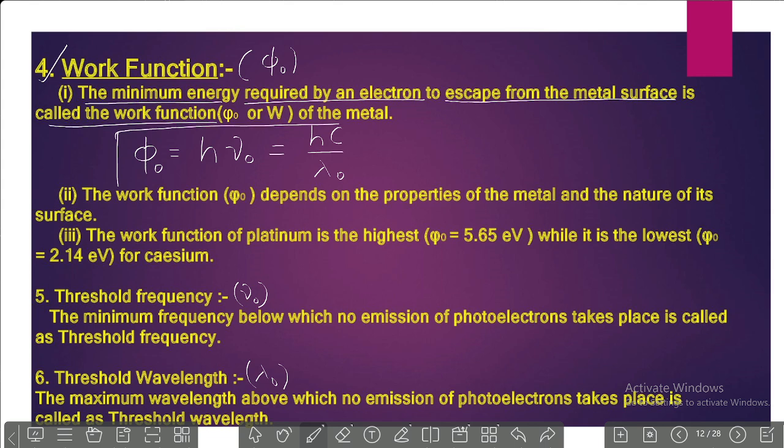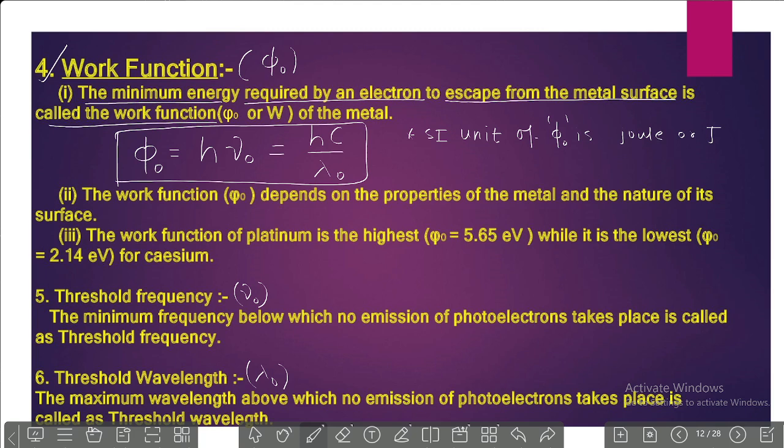So remember this one. What will be the SI unit of phi naught? It is energy, so the SI unit is joule. Sometimes you can also represent it in electron volt. And there is a relation between electron volt and joule: 1 electron volt equals 1.6 into 10 to the minus 19 joule.